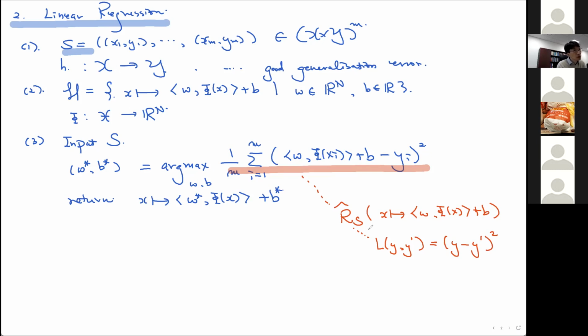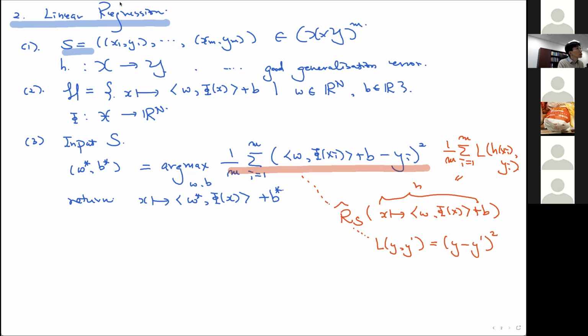So this R hat of S is defined, if you call this one a function h, as the average over i = 1 to m of the loss function applied to h of xi, yi. This is the general form of how we define the empirical loss, or empirical error, using loss function L. And if we expand the definition, we get the one here.